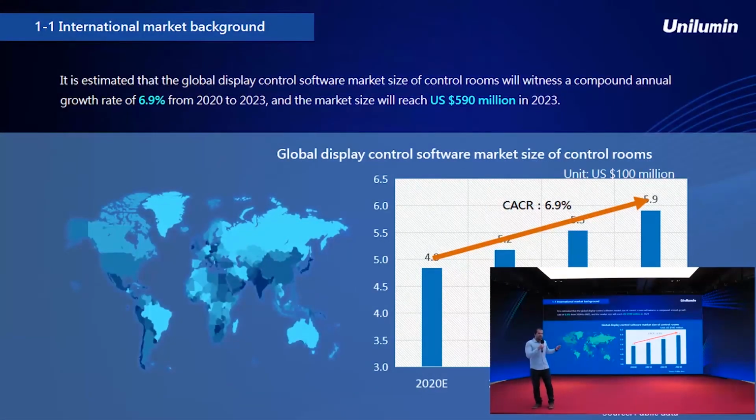Another main part of the system on which the above-mentioned critical points work is the software. It is estimated that the global display control software market size of command centers will witness a compound annual growth rate of 6.9% from 2020 to 2023, and the market size will reach up to 590 million in 2023.